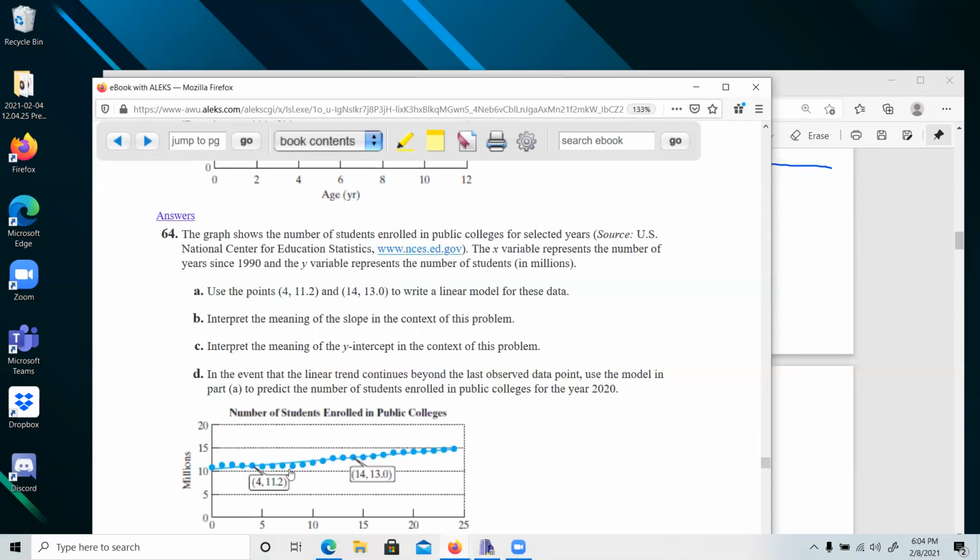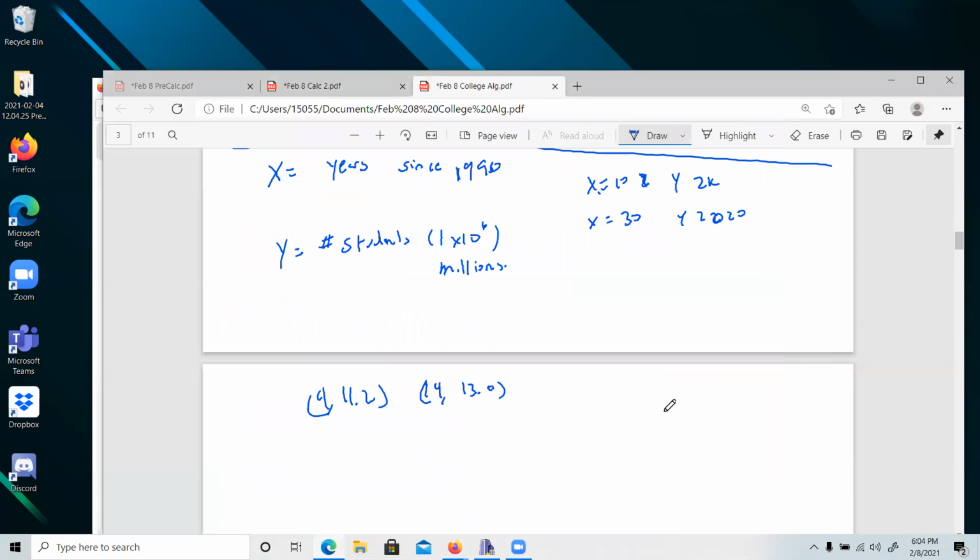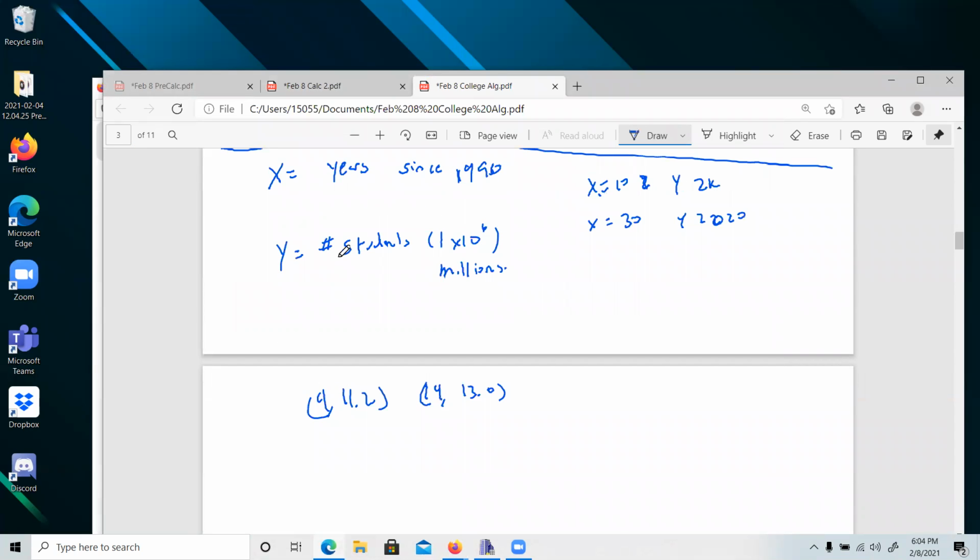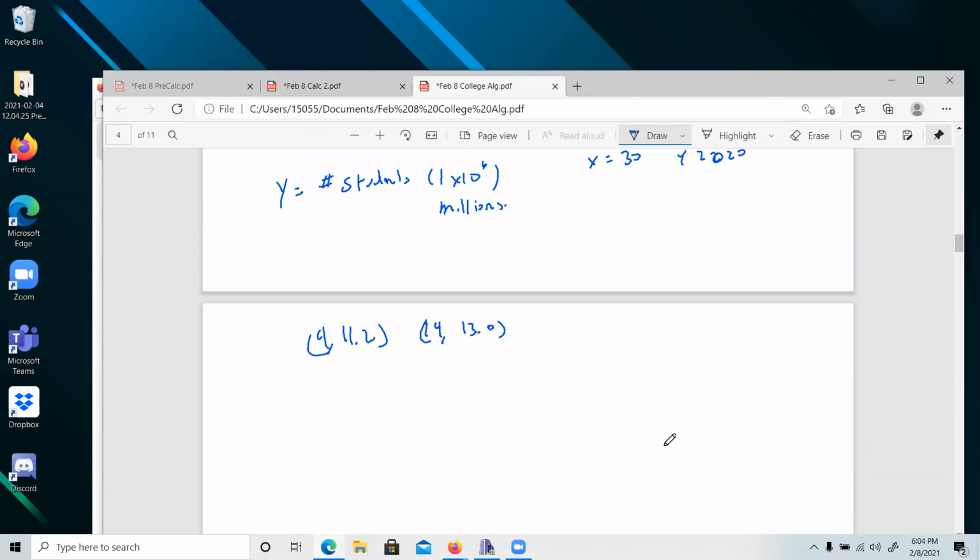Okay, so maybe you would show us on the chart. Okay, so my X's, again, my X's are years, my Y is student enrollment in millions. So again, they want to say, well, we're going to construct a linear model for this thing.